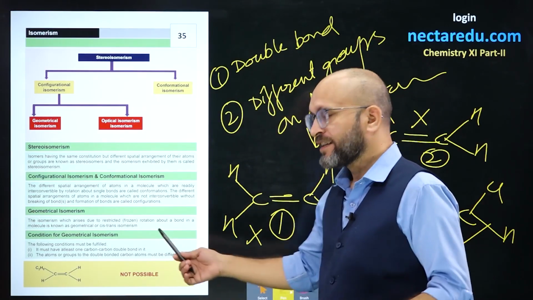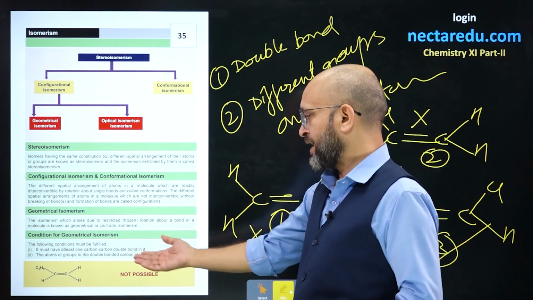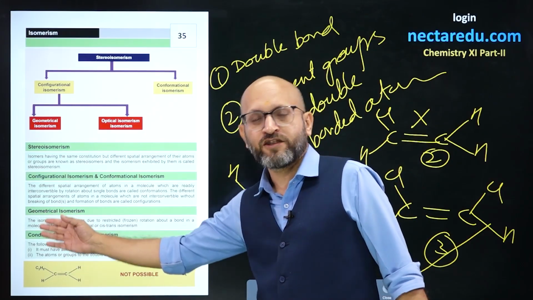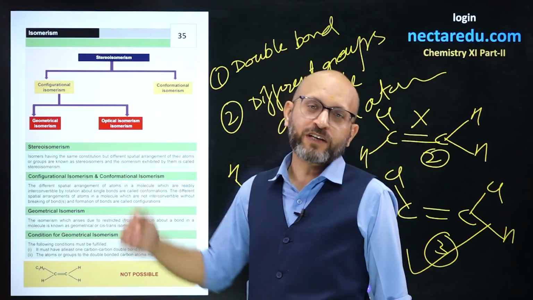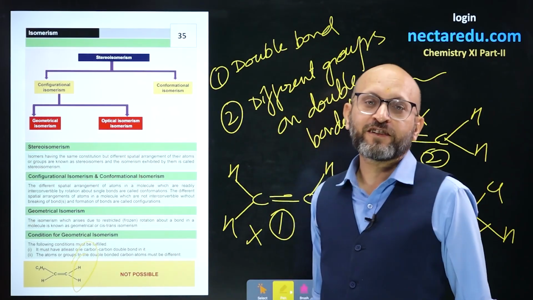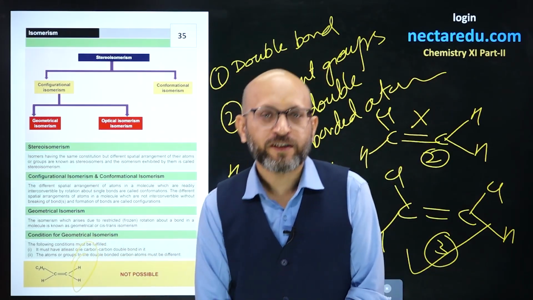Alright. So we have discussed this, and here we have another example where we have taken double bonded carbon atoms, one side C2H5 and H, another side both hydrogen atoms. So you can check, the same groups are present on one carbon, so it will not show geometrical isomerism.